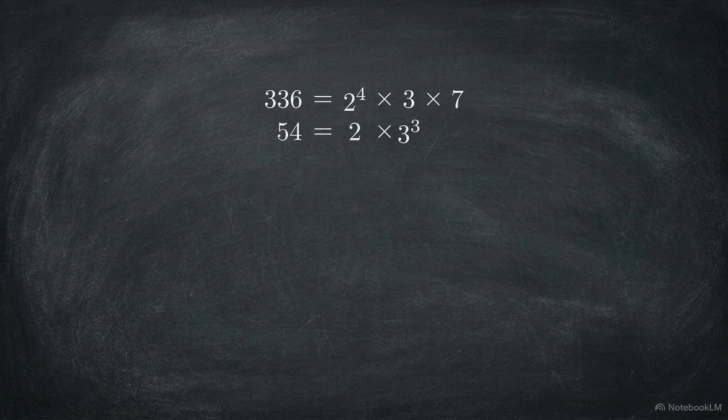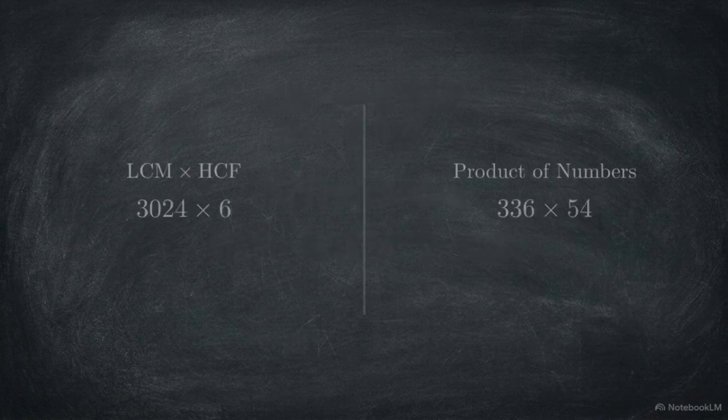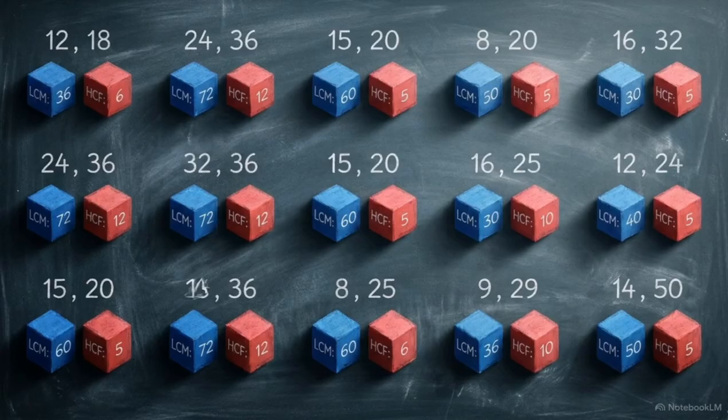Factorizing, 336 is 2 to the 4th times 3 times 7, and 54 is 2 times 3 cubed. The LCM times the HCF gives 3,024, matching 336 times 54. Regardless of the size of the numbers, the relationship between these factors remains consistent across every pair of integers. Look back at your work.